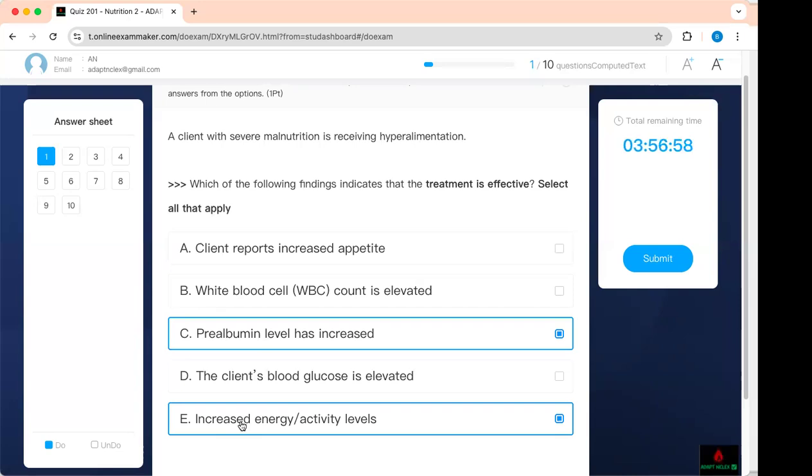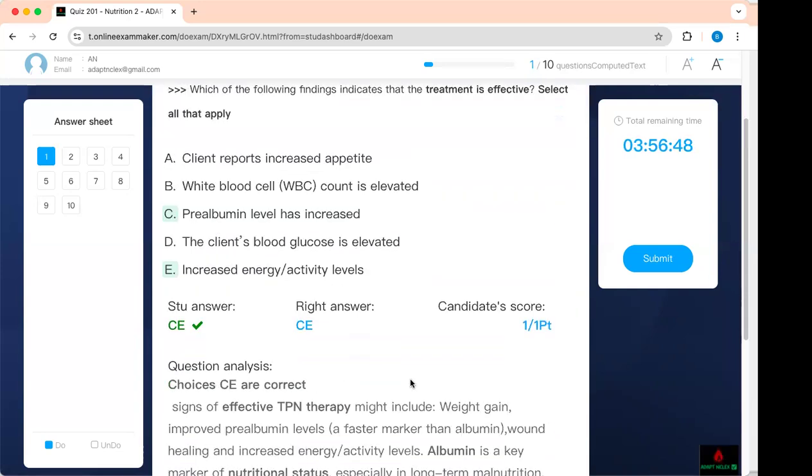But this is a select all that apply for the NCLEX. If you know only one, pick it and move away, because there's a bunch of traps there that you pick and you lose more points. So those are the two answers that you should focus on.